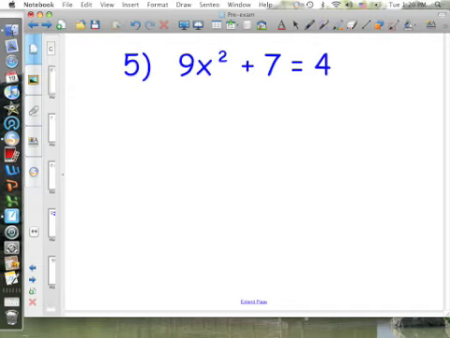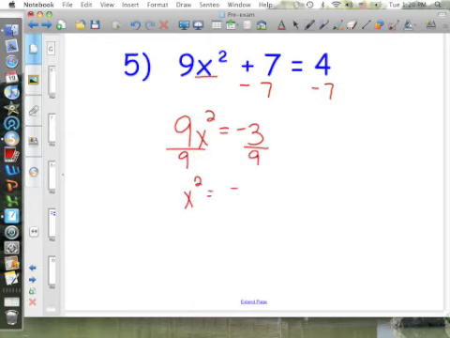Number 5, you do not need to set it equal to 0 because there's only one term with x in it. So what we're going to do is isolate x squared. We're going to start by subtracting 7 from both sides to get 9x squared is equal to negative 3. I'm going to divide both sides by 9 to get that x squared is equal to negative 3/9.